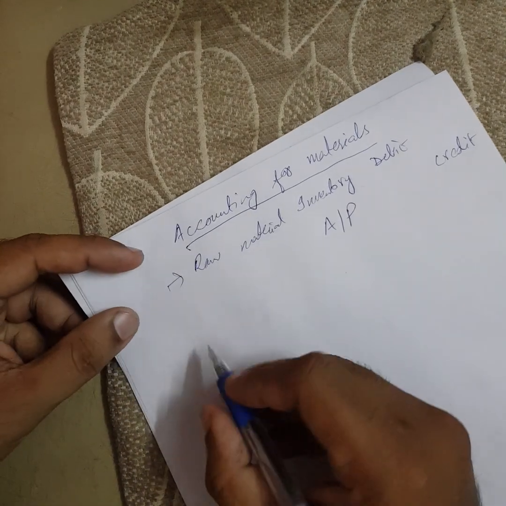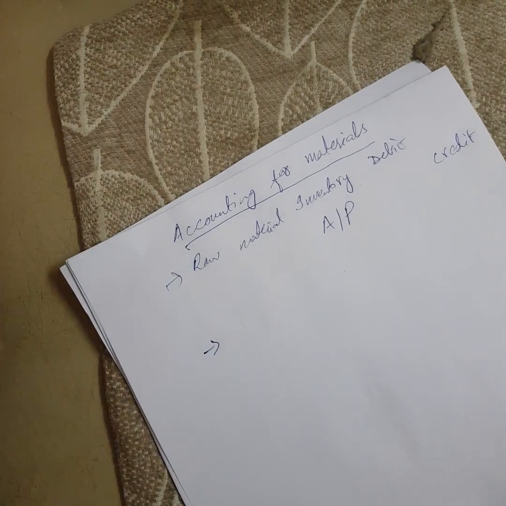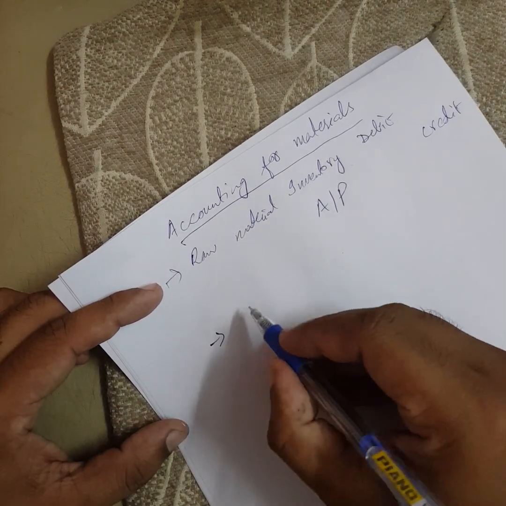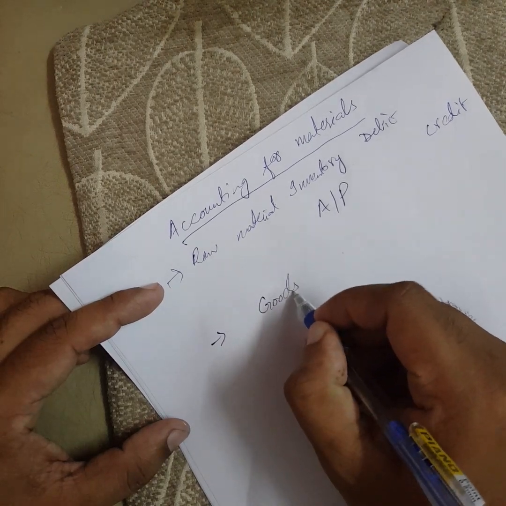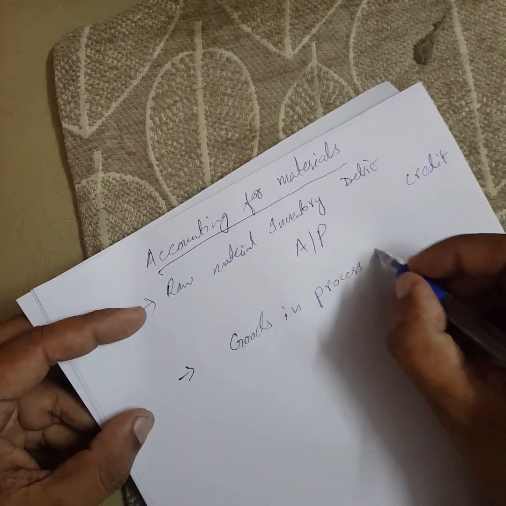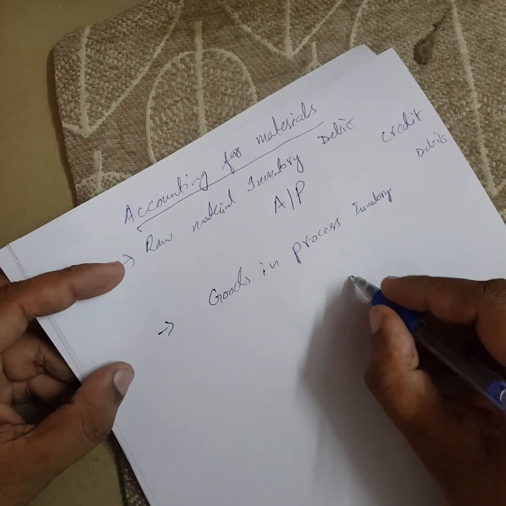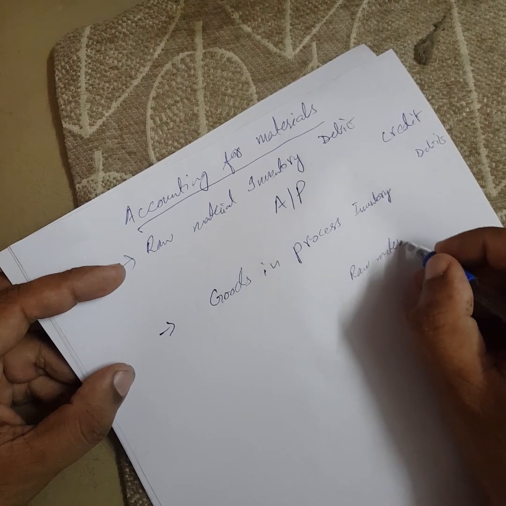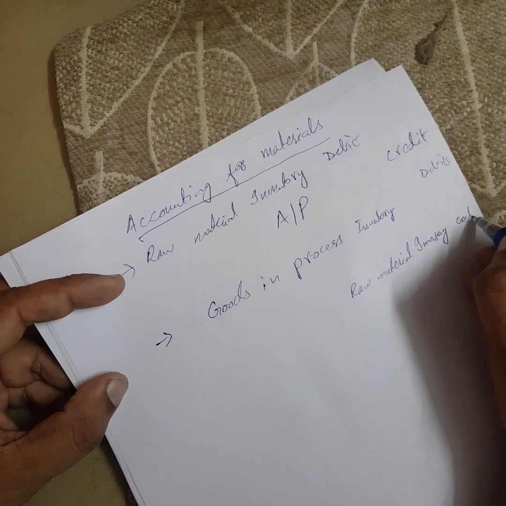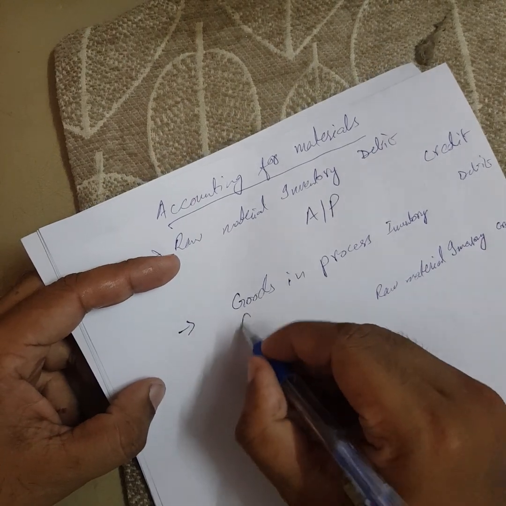Now then comes how we will distribute our material costs to the grinding and mixing department. The pattern is same like job order costing, that we wrote in job order costing: goods in process inventory debit and raw material inventory credit. But the difference in this entry will come, we will deal with two types of goods in process inventories.